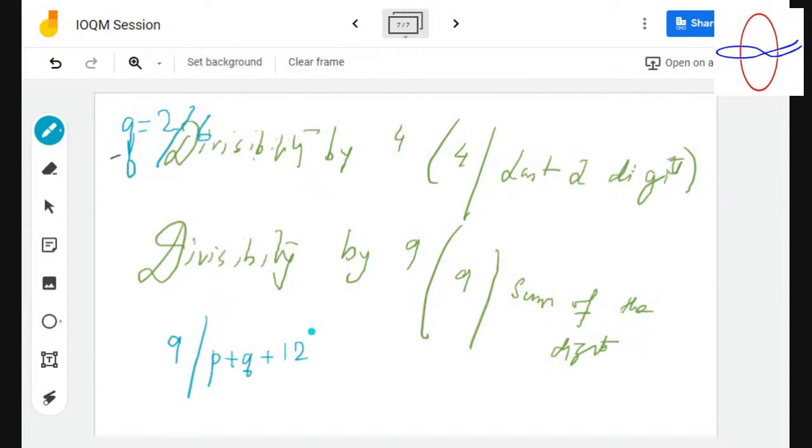Okay. So p plus q can take values from 0 to 18, right? So what are the possible values of p plus q plus 12? You told me, right? Find out the possible values of p plus q plus 12, guys. We will consider cases, sure, but how do we consider cases? That's the thing. I will give you 2 minutes to think about it.